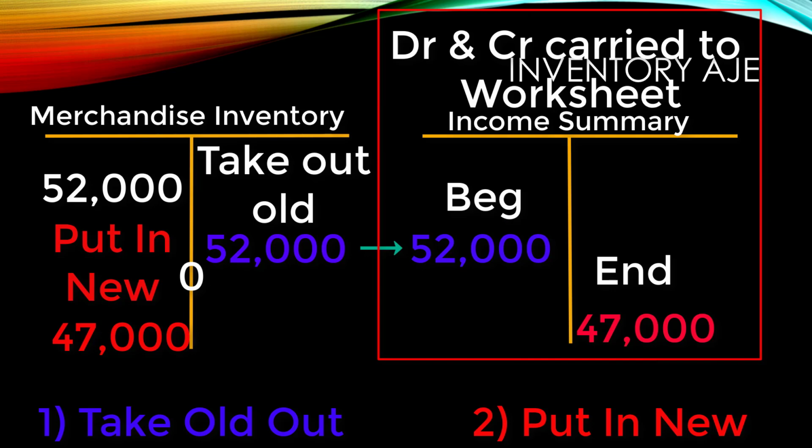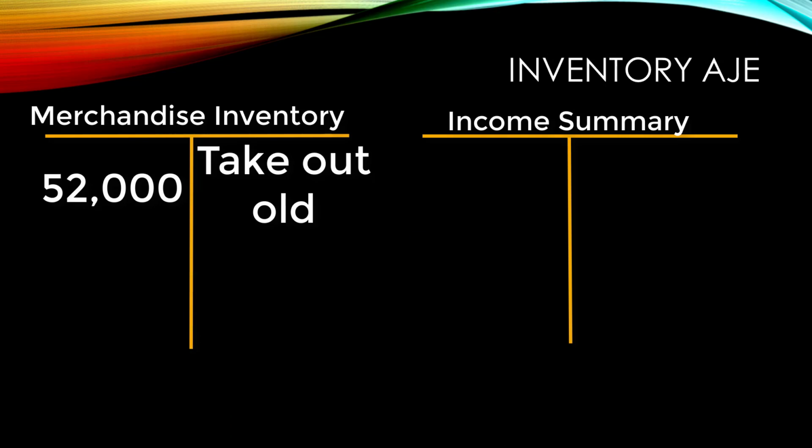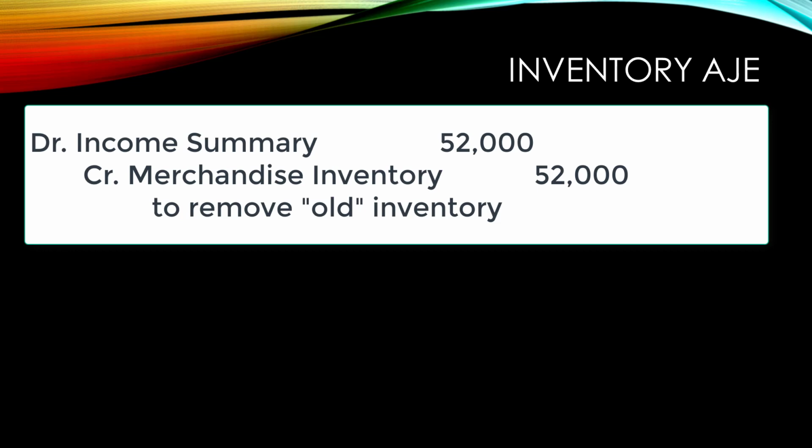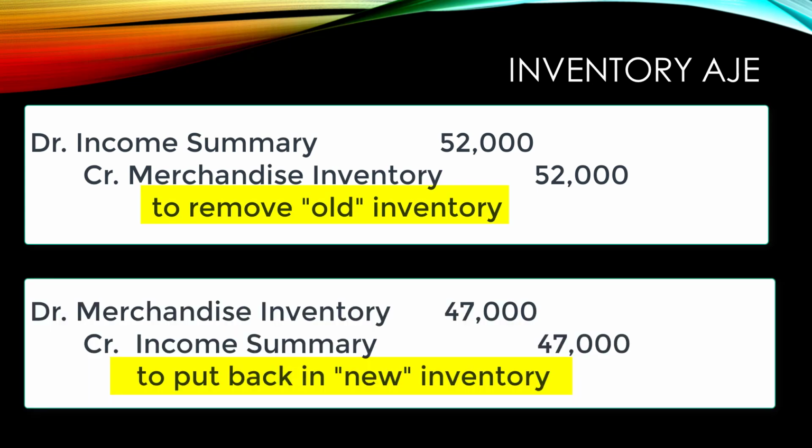This will be the only account on the worksheet that has both a debit and a credit balance. So pay particular attention to this adjustment. To recap, this is the journal entry to remove the old inventory, and this is the journal entry to put the new inventory back in.